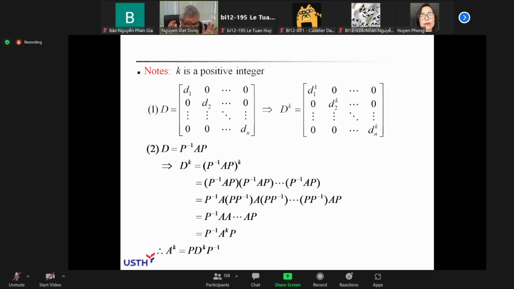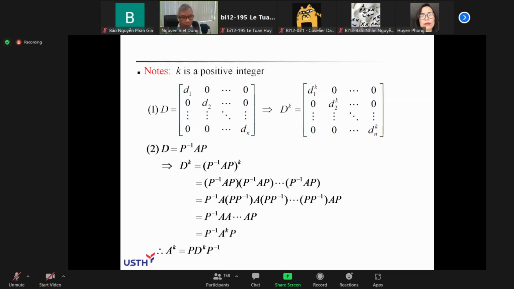Suppose that you are given a matrix A, a square matrix A, and you are required to find A to the power K. In some exercises, K can be something very big, like 2021. That is this year. How can you find it? In case A is any square matrix, it is very difficult because it is not easy to multiply matrix by matrix, and do it K times.